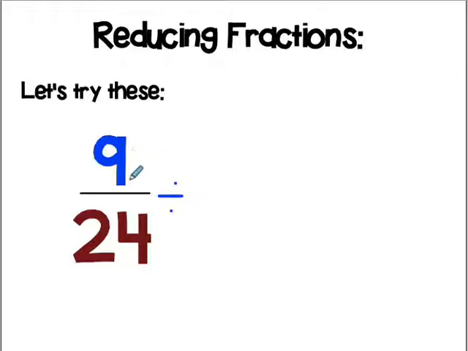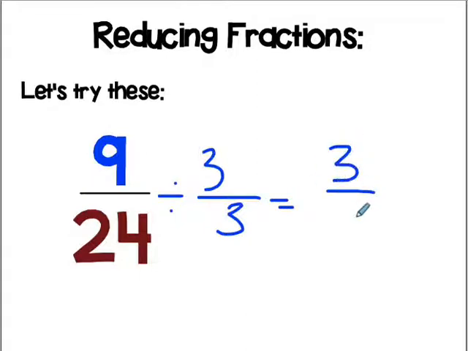work. 7 doesn't fit into either one. 6 fits into 24, but not 9. 5 doesn't work. 4 fits into 24, but not 9. 3 fits into 9, and 3 fits into 24. So I'm going to divide by 3 over 3. 9 divided by 3 is 3, and 24 divided by 3 is 8. That means my reduced fraction from 9/24 is 3/8.